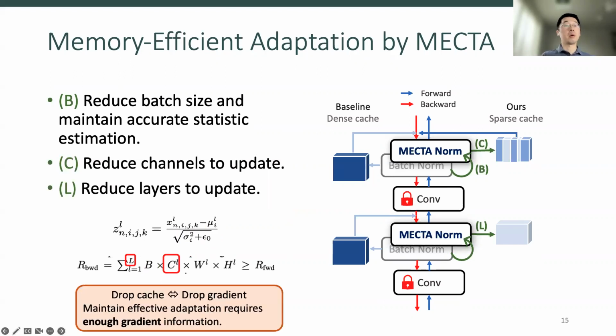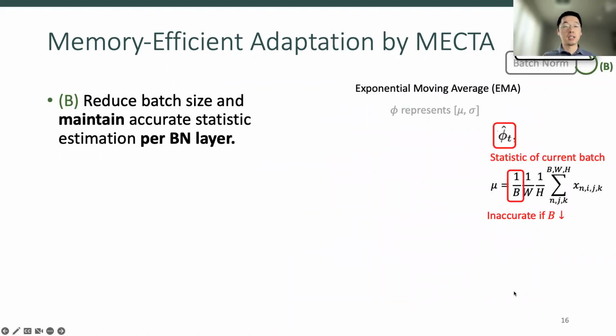Secondly and thirdly, we will reduce the channels and reduce the layers to update, because we don't want to compute so many gradients. However, when you drop this cache, you will also drop the gradients. That means some layers will not be updated, and some channels will not be updated. This is a problem, because when you drop some gradients, you will lose some accuracy on updating. You will not be able to adapt quickly to the new environment. So this is a problem we have to consider.